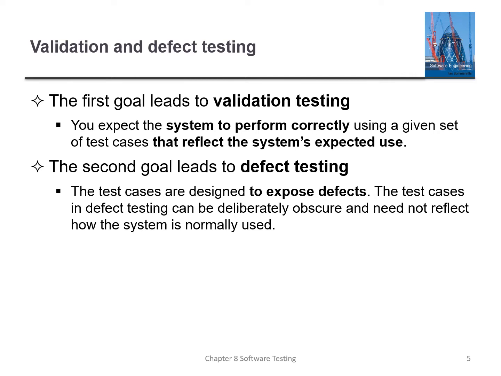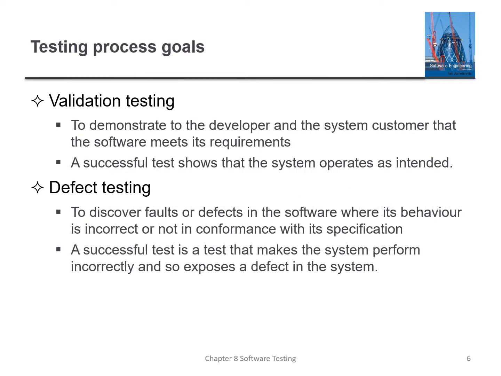The second part here is another testing strategy that is meant to reveal the error. You put in wrong data, you execute wrong processes, just to expose the error. Okay. So coming back to what I've explained just now, validation testing is to demonstrate to the developer and the customer that the software they have built is actually meeting its requirements and operates as intended.